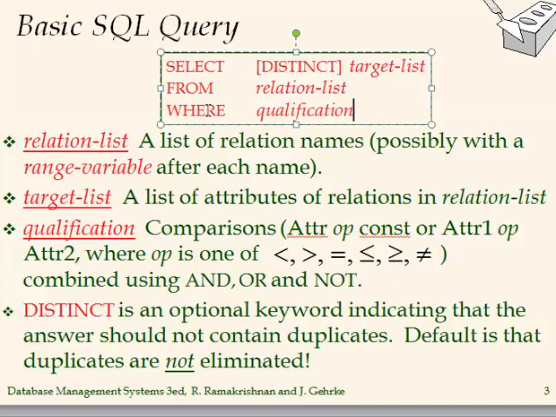The where clause is not needed in a very basic SQL query. So for a query, we have to have a select and we have to have a from. We don't have to have a where. Now the where is equivalent to what we do with the sigma, and we have some constraints or some restrictions, which is what we call the qualification.